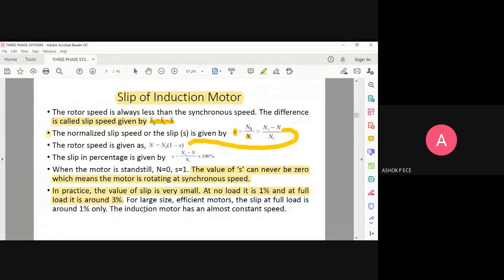For large, efficient motors, the slip is going to be only 1%. So Ns and N will be very close to each other. They will not be the same, but they will be very close. The induction motor almost has a constant speed. So the N value is going to be almost the same. Even if you load or unload your motor, the value of N is not going to vary that much.